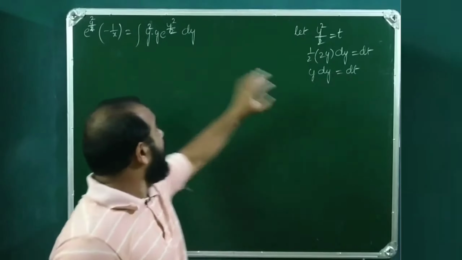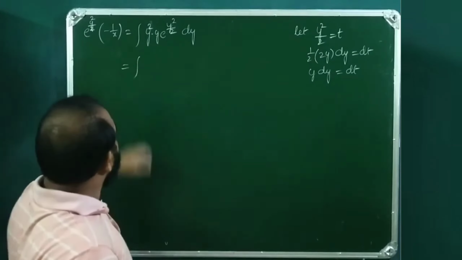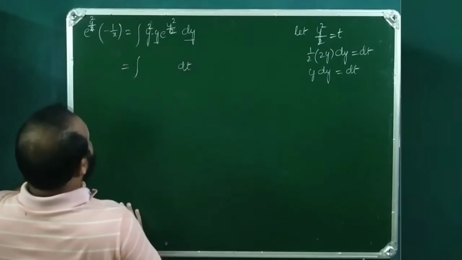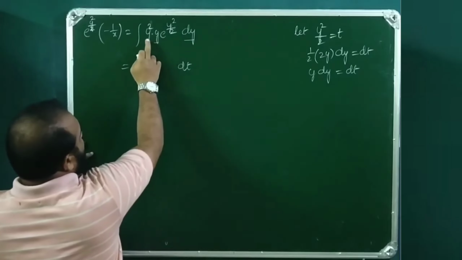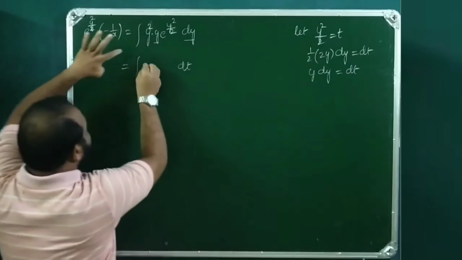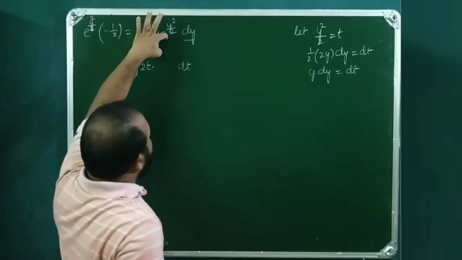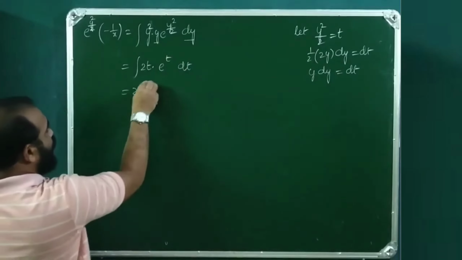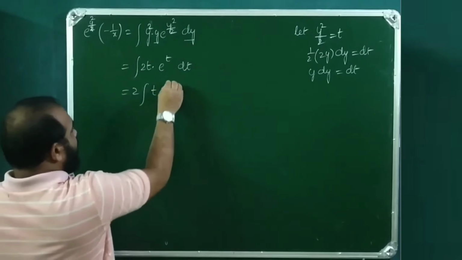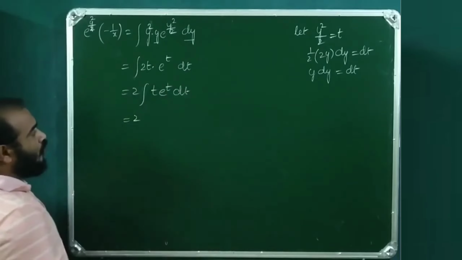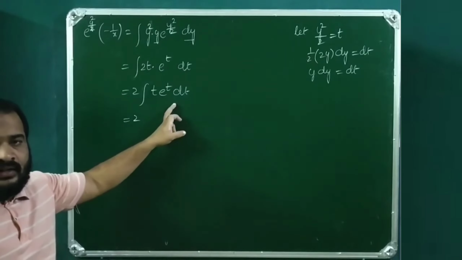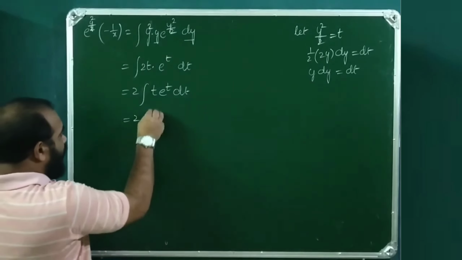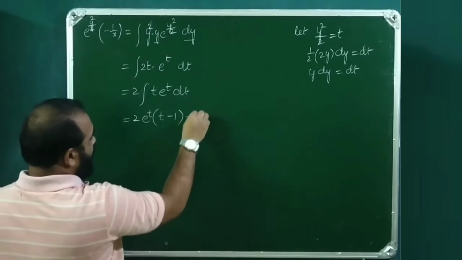Let us substitute this into this. This is equal to, here y dy is dt, into y square is equal to 2t, into e power y square by 2, which I have taken as t. So now 2 into integral t e power t dt. So this we know. Integral x e power x dx is x e power x minus e power x. E power x if you take common, x minus 1. Therefore this is e power t into t minus 1 plus constant of integration c.